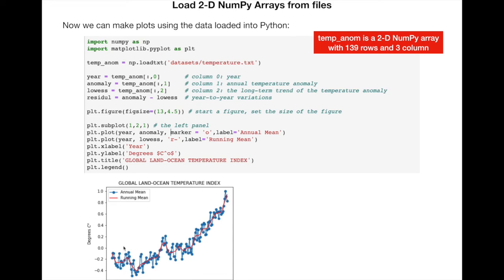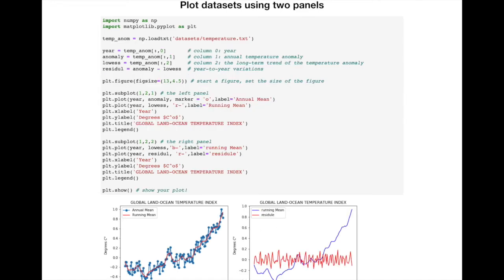You can see that these are annual variations. This is the long-term trend of the temperature anomaly. Later on in the lecture on time series analysis, we will learn how to generate this red curve based on these blue dots. All right, so you can also make plots with two panels, and let's take a look at this.